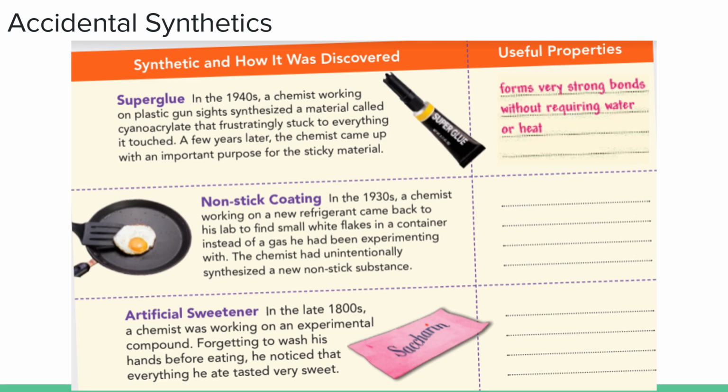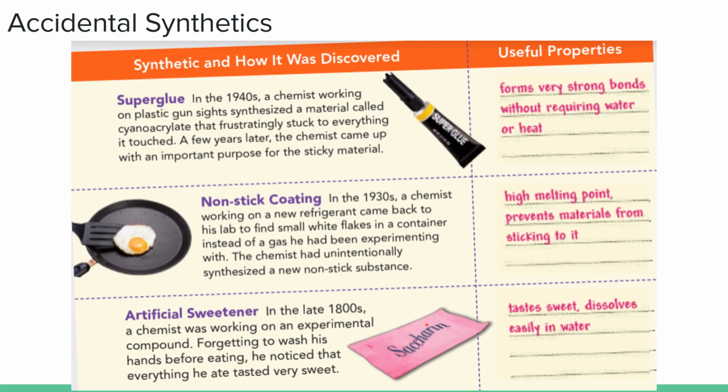Nonstick coating. So in the 1930s, a chemist working on a new refrigerant came back to his lab to find small white flakes in a container instead of a gas he had been experimenting with. The chemist had unintentionally synthesized a new nonstick substance. Useful properties. High melting point prevents materials from sticking to it. Artificial sweetener. In the late 1800s, a chemist was working on an experimental compound. Forgetting to wash his hands before eating, he noticed that everything he ate tasted very sweet. Useful properties. Taste sweet, dissolves easily in water.